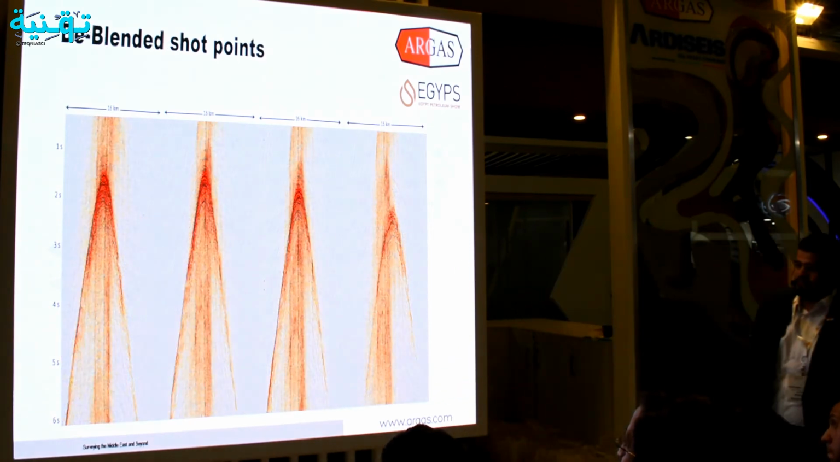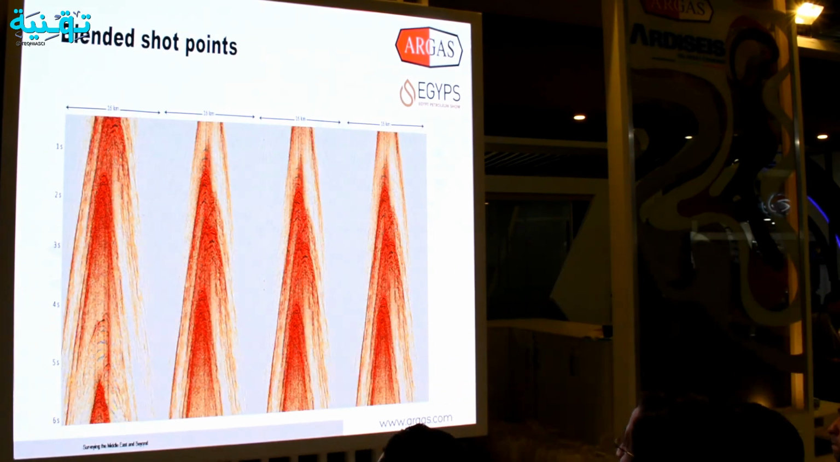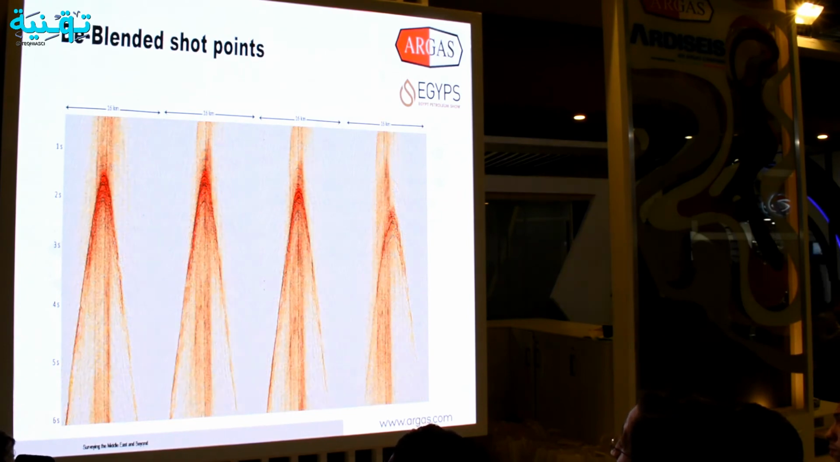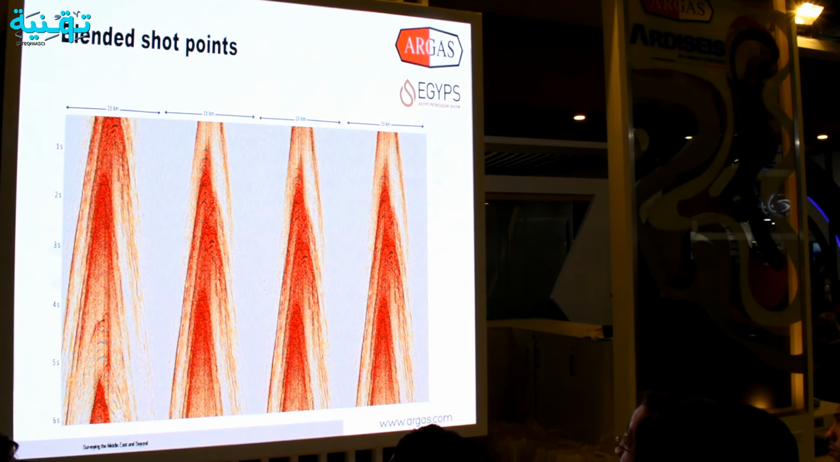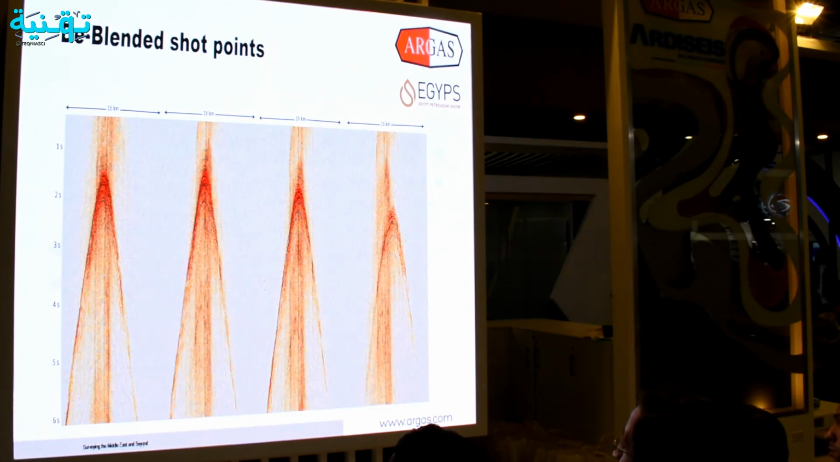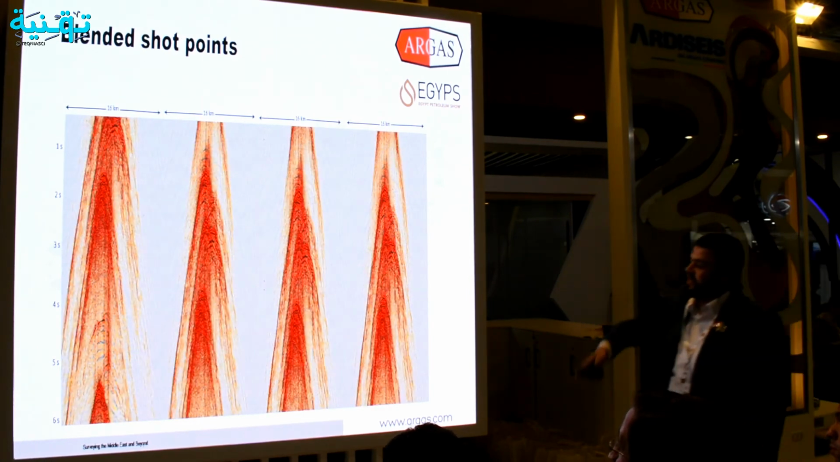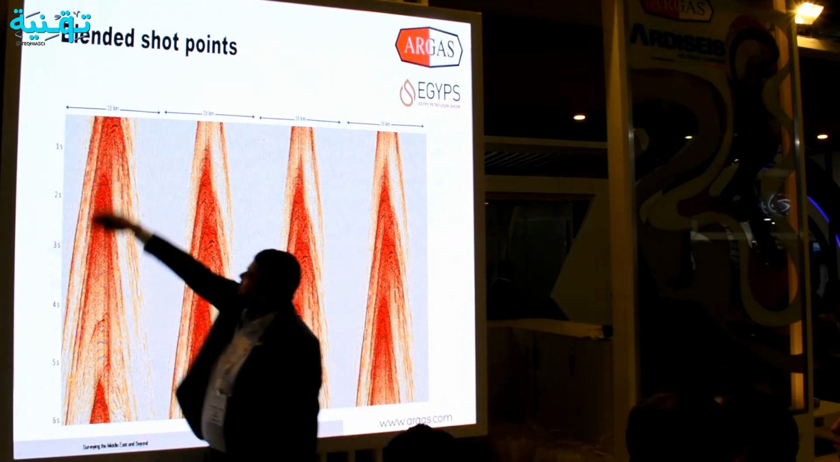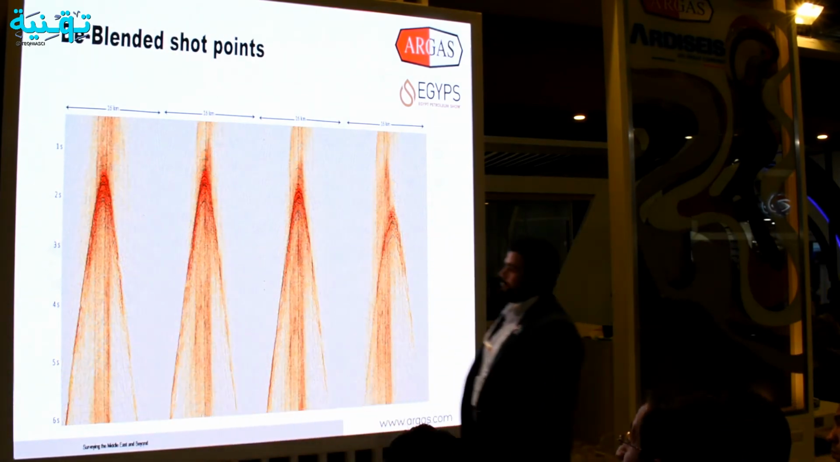This is the same shot point after the deblending. So, blended shot points, de-blended shot points. Blended shot points, de-blended shot points. So we have removed all the other vibe interference. This has disappeared, the other one has disappeared.